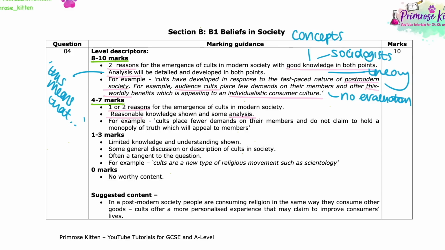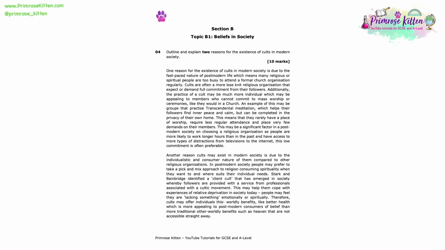Let's have a look at a top band answer. 1 reason for the existence of cults in modern society is due to the fast-paced nature of postmodern life, which means many religious or spiritual people are too busy to attend a formal church organisation regularly. Cults are often a more loose-knit religious organisation that do not demand full commitment from their followers. Additionally, the practice of a cult may be much more individual, which may be appealing to members who cannot commit to mass worship or ceremonies like they would in a church.